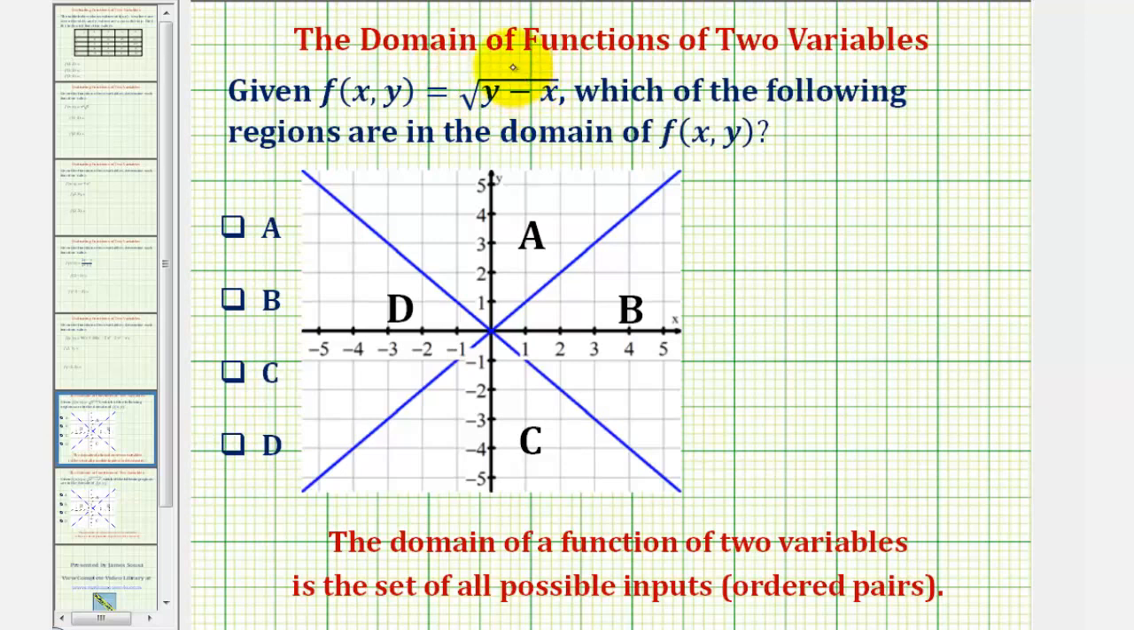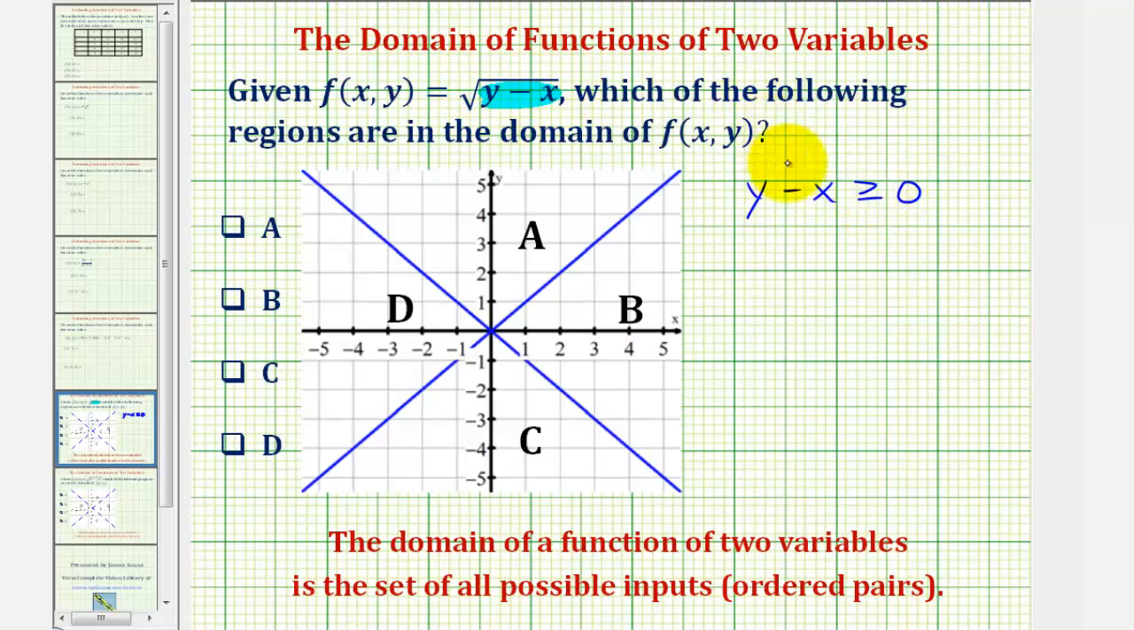Because we have this square root here, and f of x comma y must be a real number, the radicand, or this expression underneath the square root, can't be negative, which means in order to find the domain, y minus x must be greater than or equal to 0. It'd be okay to equal 0 because the square root of 0 is 0. This just can't be negative.